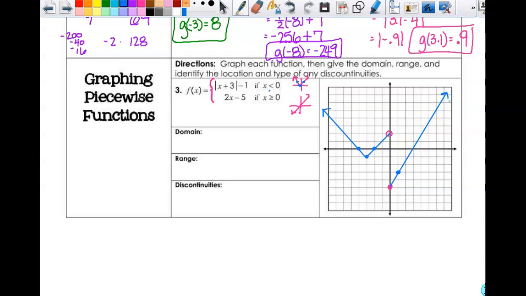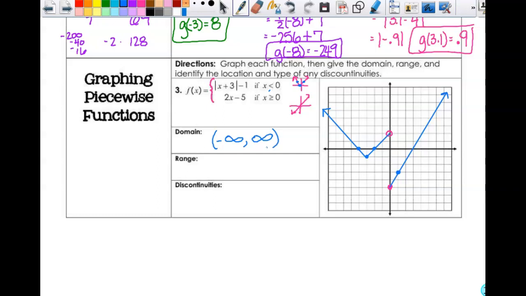Clearly it has discontinuity. So now I have to answer these questions, my domain. All right, so I can see for my x values, I start way out here at negative infinity. I'm going to keep going. I don't get to use this x, but it does get used right here. So 0 is a valid x value, and then it keeps on going all the way to infinity. So it is all real numbers, or negative infinity to infinity.